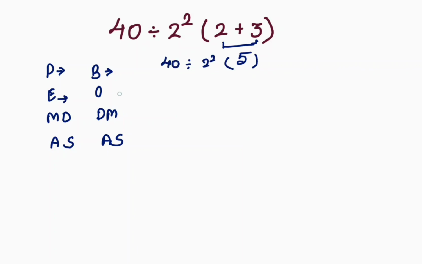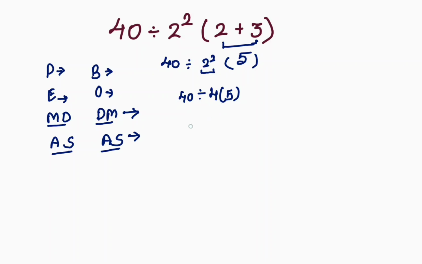Next we go for exponential or order. So we'll solve 2 square, that is 4. Now multiplication and division are of same order in both the cases. Just solve it from left to right. Similarly, addition and subtraction are of same priority. Solve it from left to right.